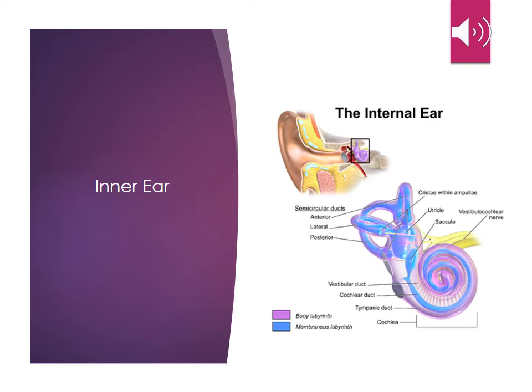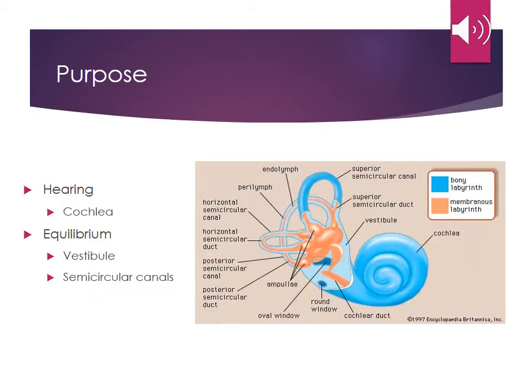Now let's talk about the inner ear. On the following slides, we will discuss the purpose, the components, and the function of the inner ear. The inner ear contains the sensory organs of hearing and equilibrium. In this diagram, you see the bony labyrinth colored in blue, which is divided into 3 sections: the vestibule, the semicircular canals, and the cochlea.